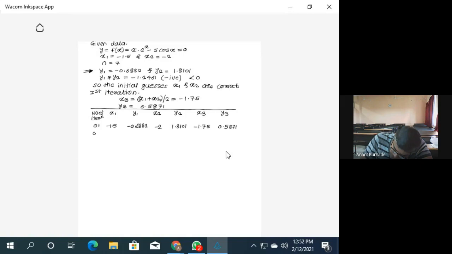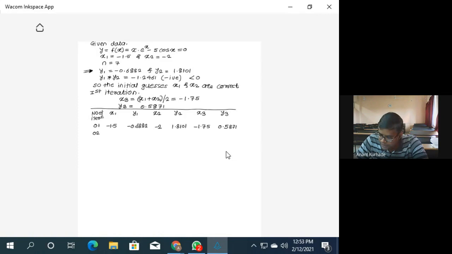Now we will go for the second iteration. Yesterday we discussed this. In the second iteration, while writing the values of x1, y1 and x2, y2, your focus should be on the value of y3 from the previous iteration. For the first iteration, we have y3 as 0.5871. So it is positive, and we are shifting positive to positive.